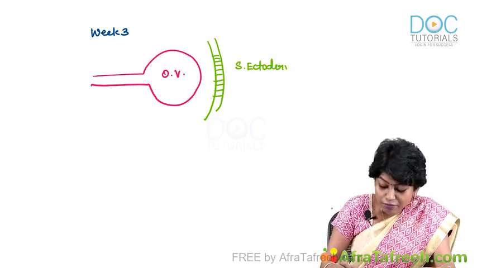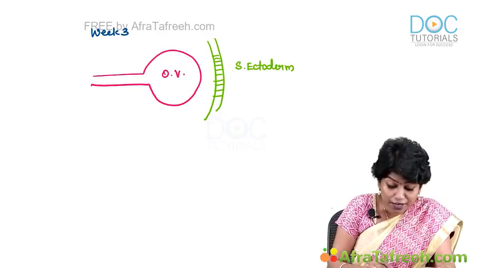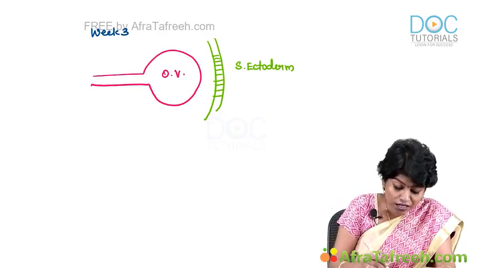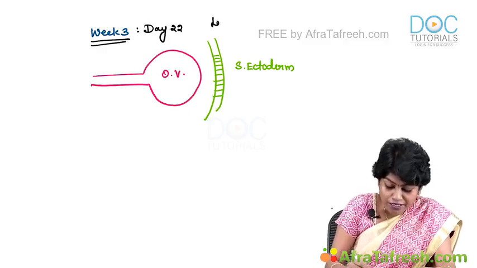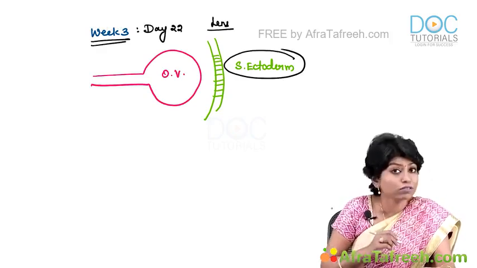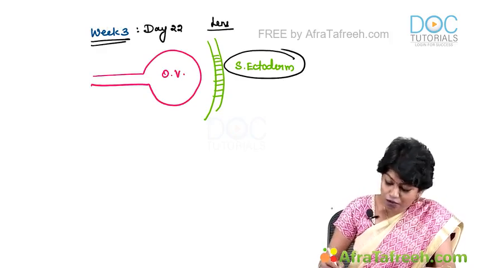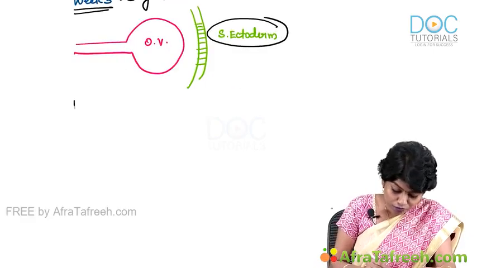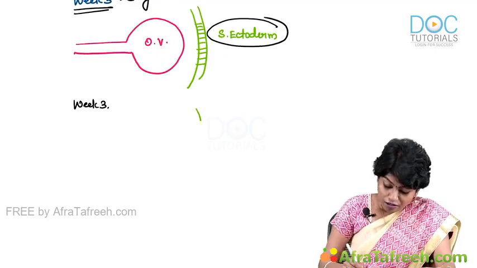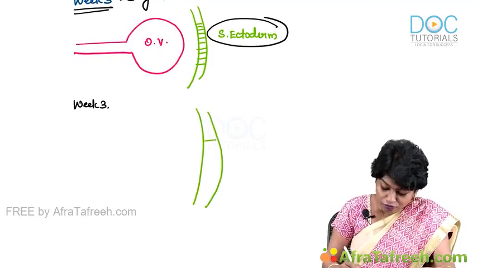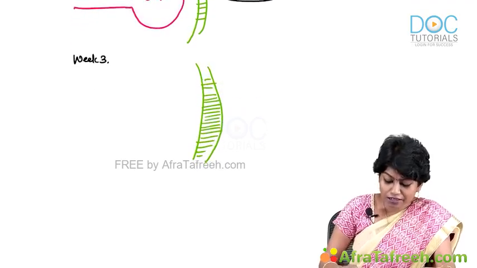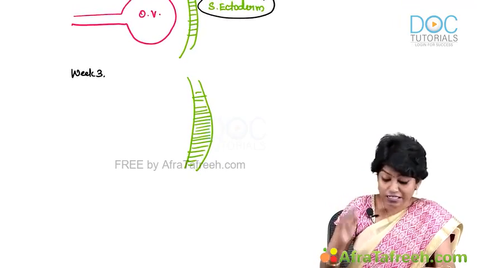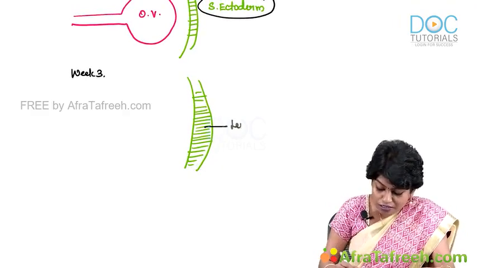So the development of the lens starts by around day 22, okay. So week 3 it starts, okay. By day 22 the lens development from the surface ectoderm starts. So what happens in week 3, okay. There is a dense collection of cells, a lot of cells have multiplied in this area, okay. So it's like a disc. What do you call this area now? This is called a lens placode, okay.